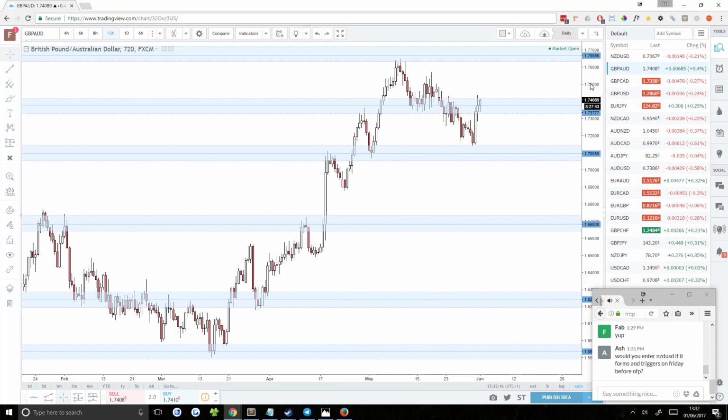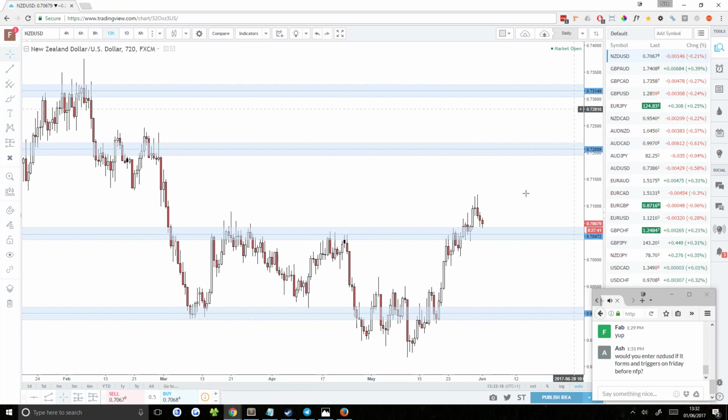All right, Ash has a question. Would I enter New Zealand USD if it forms and triggers on Friday before NFP? Yeah, possibly. It depends on the situation, Ash. You know my answer to these kinds of questions. It depends on the situation. Every trade setup is different, and you have to assess it based on its own unique qualities.